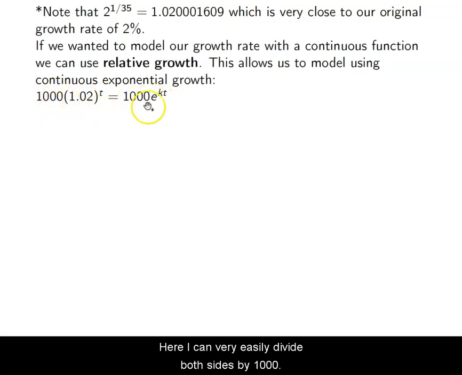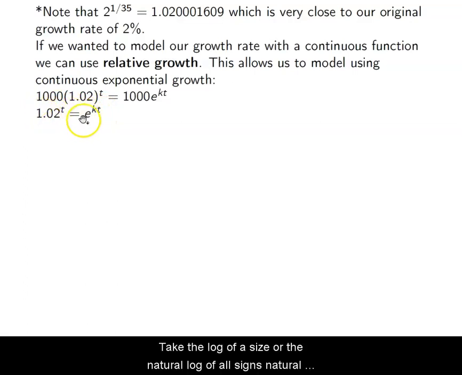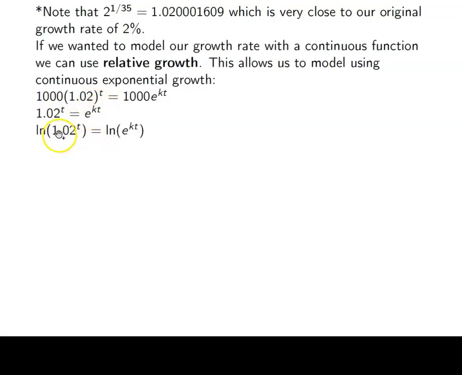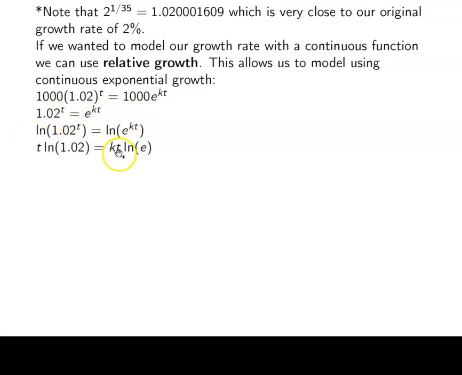Here I can very easily divide both sides by 1000. And I get my growth rate equals my other growth rate, okay, with the input of t. Take the log of both sides, or the natural log of both sides. Natural log would be better because that'll help simplify here with this base of e. Okay. So we know the rules. When we have a base and an exponent inside of a logarithm, the t gets to pull out, and this kt gets to pull out as well. Now we have a multiple of t on both sides, so we can divide this entire equation by t.